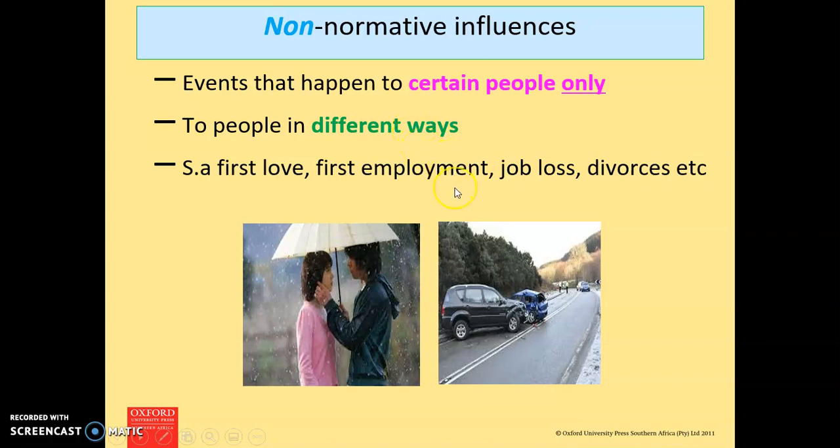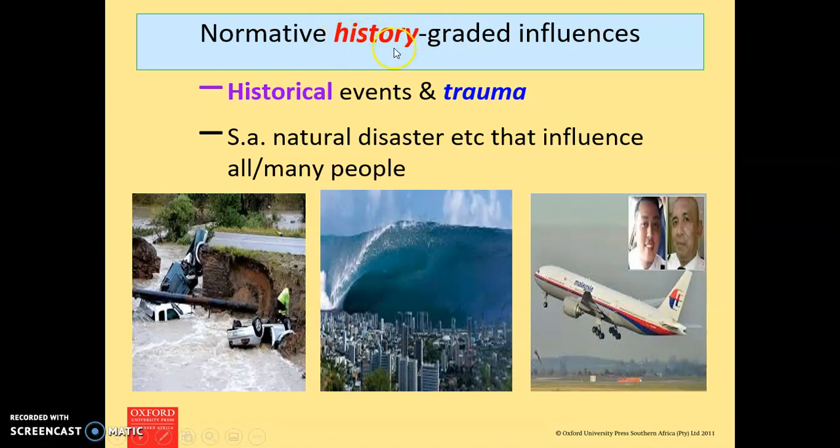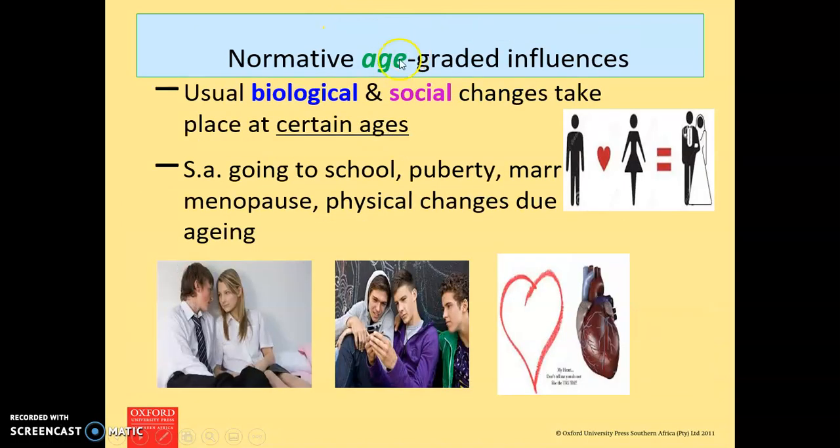And with first employment, some people have a very bad first employment and find it very difficult to find a job. Certain people find it quite easy to find a job. For example, certain people experience job loss and divorce, which can affect their behavior and also their mental health and so on. This is why it is called non-normative, because it does not refer to the norms. So these things happen. Normative age refers to the biological and social changes at a certain age.